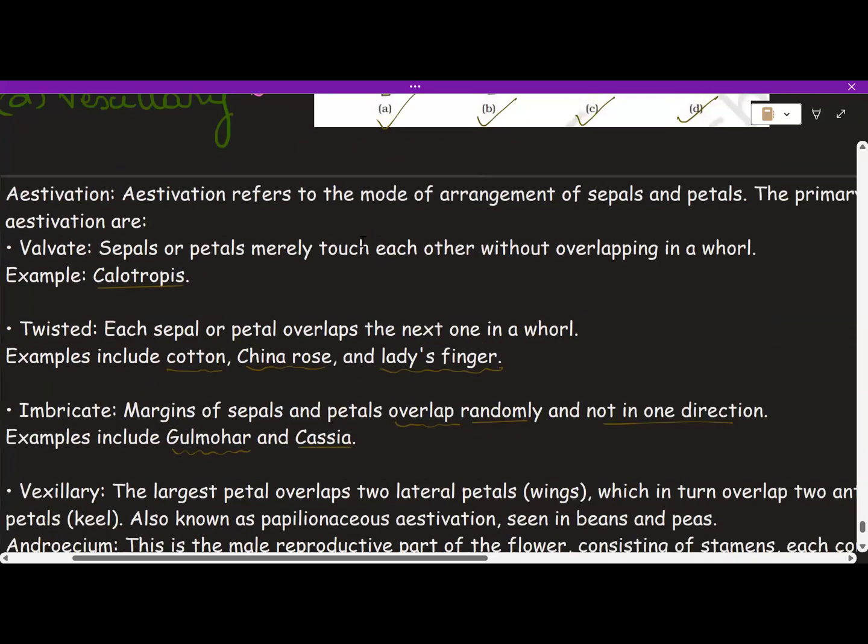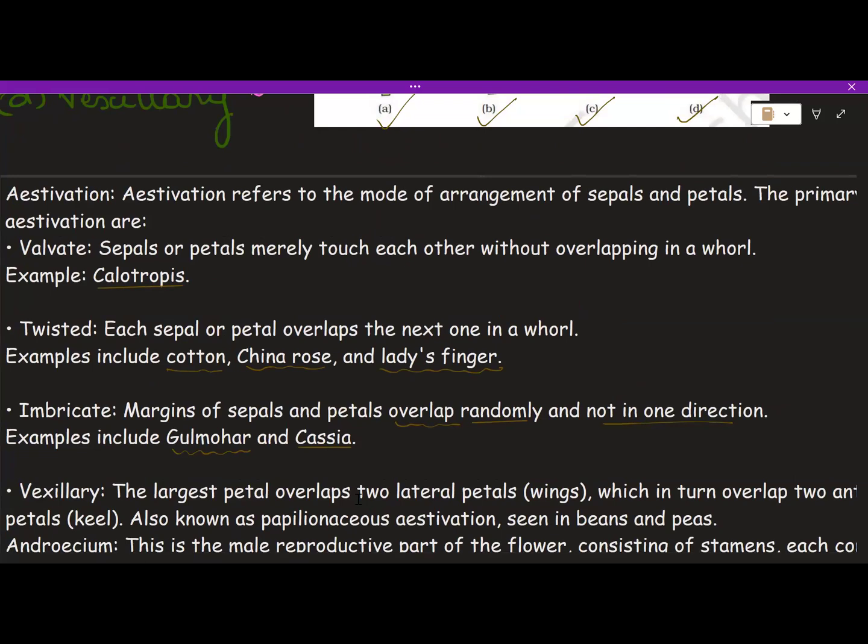So the types of estivations covered so far are clear to everyone: valvate, twisted, imbricate. Yes, ma'am. Do you people have any doubts, students? Anyone? No doubts. Humaira, Aisha, Zainab, no doubts? No, ma'am. Okay.